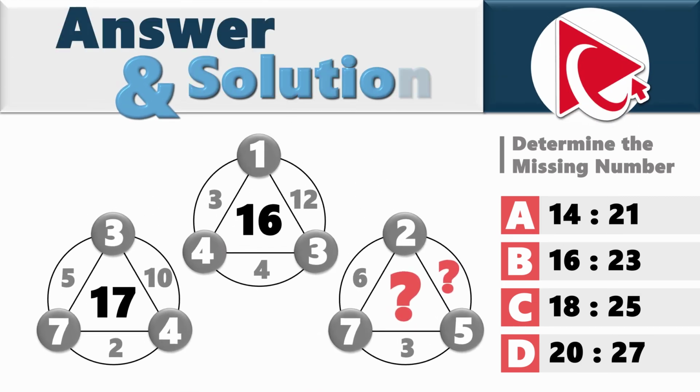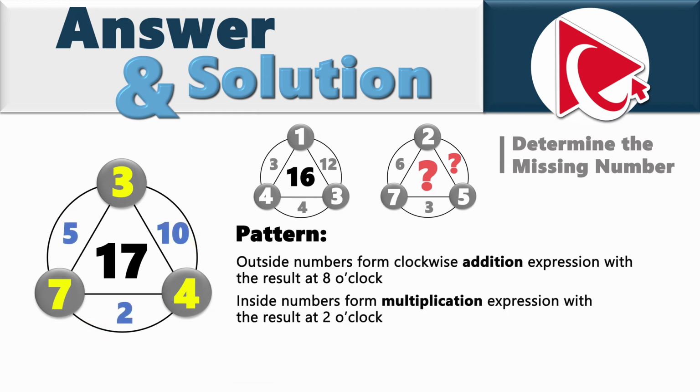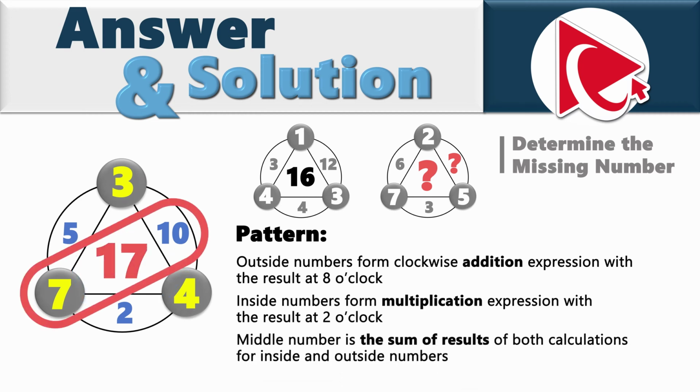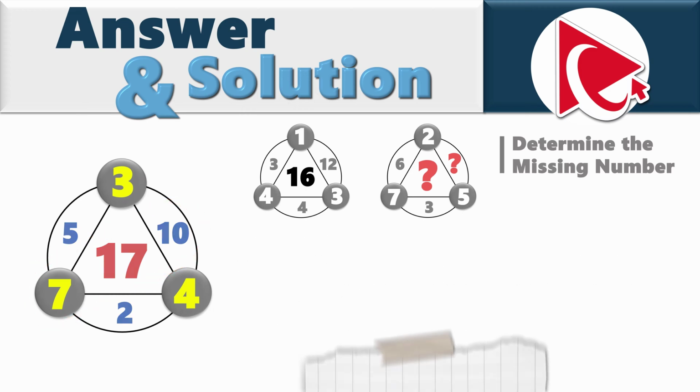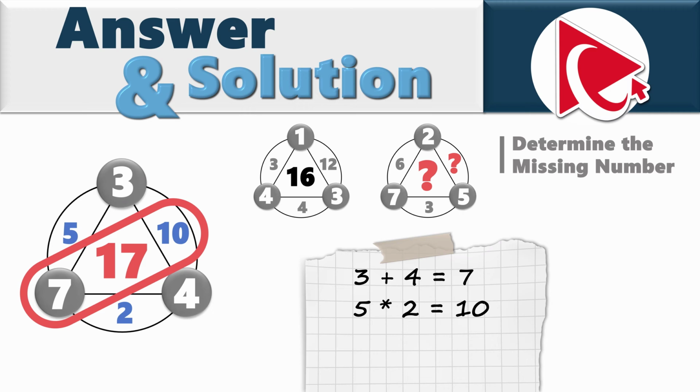If you look closely, you can easily recognize the pattern. In fact, outside numbers form clockwise addition expression with the result at 8 o'clock. And inside numbers form multiplication expression with the result at 2 o'clock. And middle number is the sum of results of both calculations for inside and outside numbers. Let's look at the example. If you look closely at the numbers in small circles, 3, 4, and 7, you can easily see that 3 plus 4 equals 7. Let's look at the numbers inside of the larger circle. 5 multiplied by 2 equals 10. You need to move counterclockwise here. 7 and 10 are results of the calculations. 10 plus 7 equals 17, which represents the middle number.